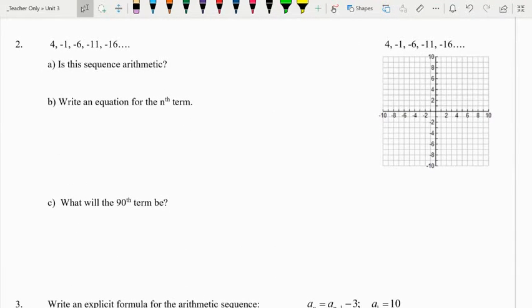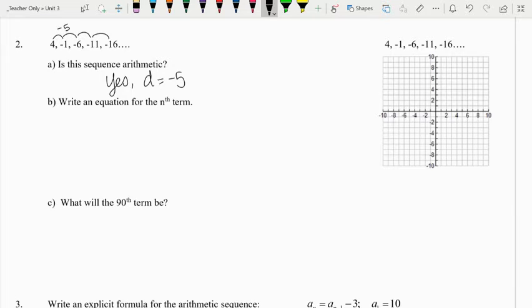All right, so first one, it asks us if this is an arithmetic sequence. And if you pay attention to the numbers, what's happening is this is decreasing each time by 5, right? We're subtracting 5 each time. So yes, it is, right? And d equals -5.